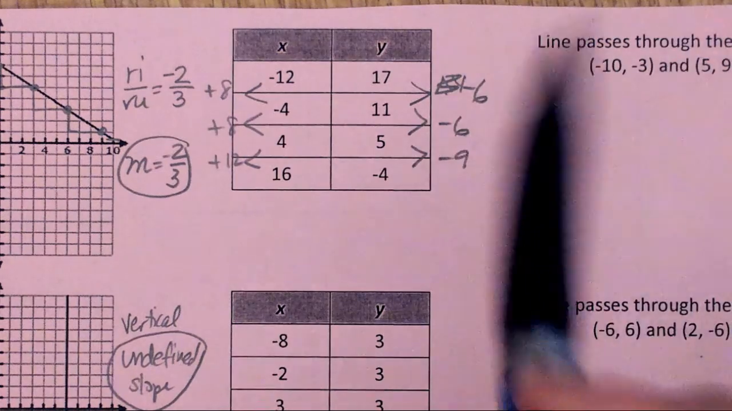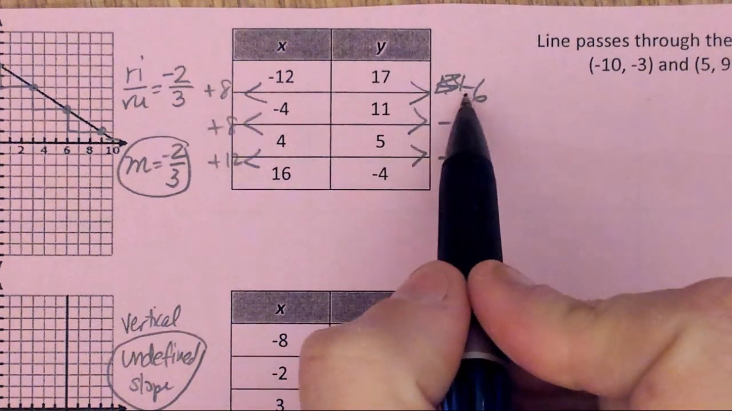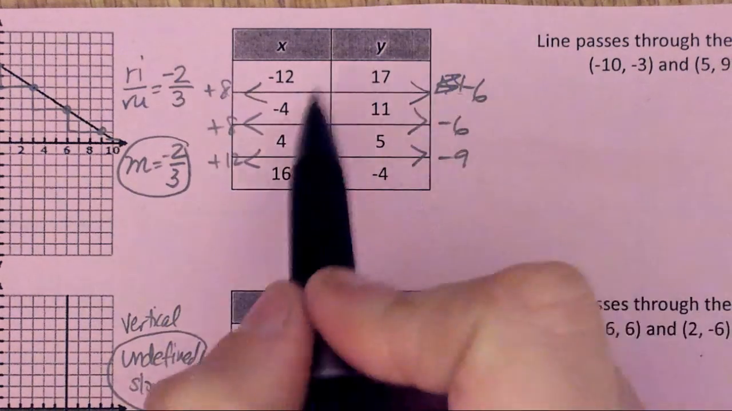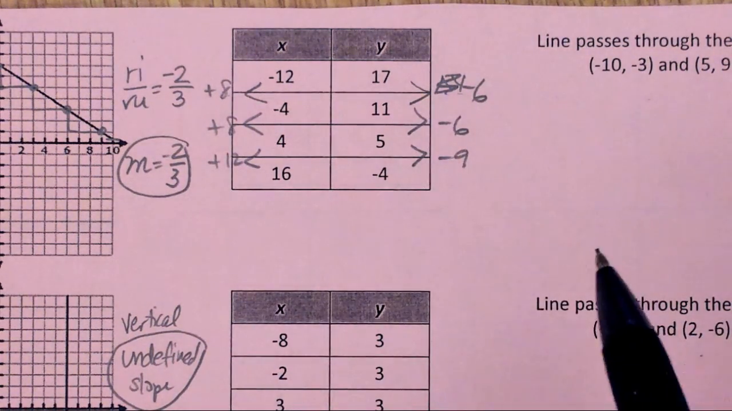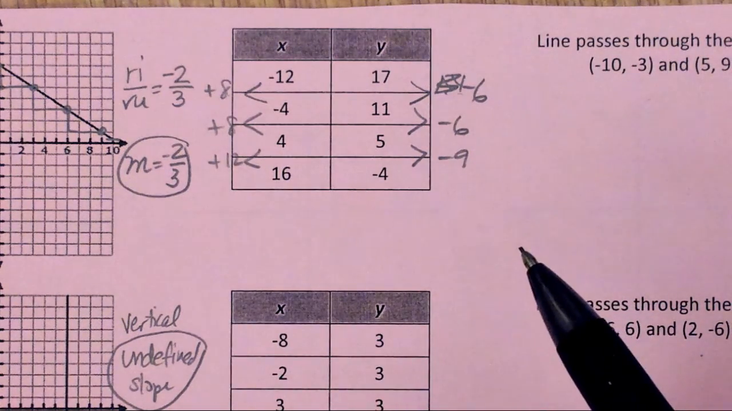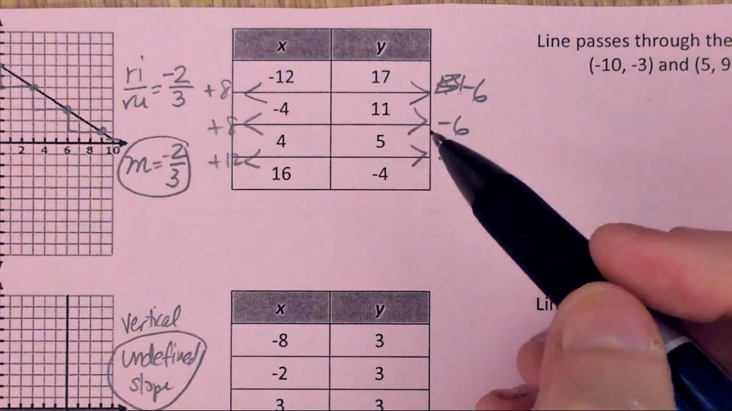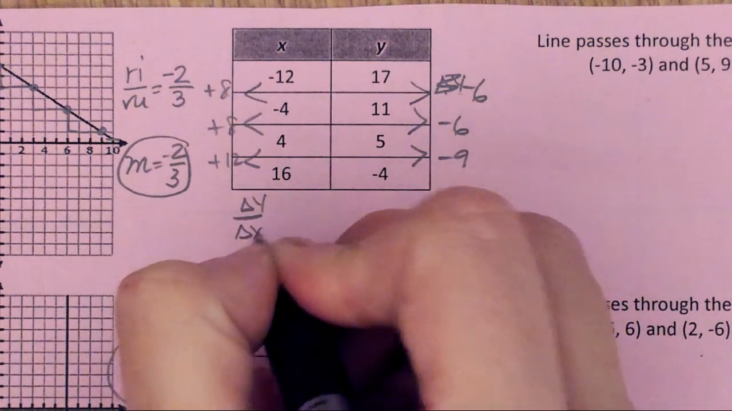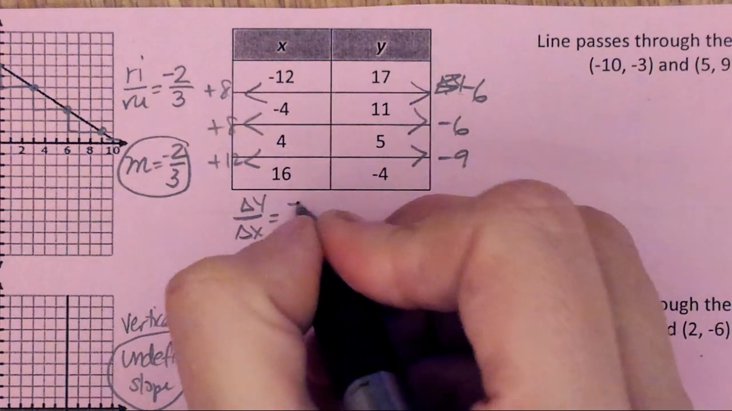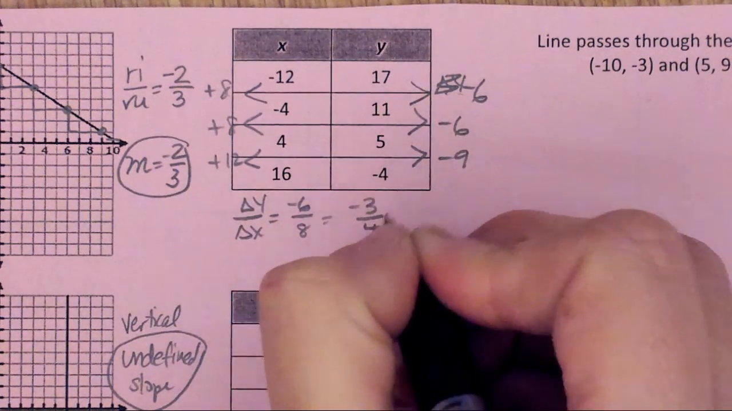Now, if I was saying, does this table represent a linear function, then you would have to do delta y over delta x for every row in the table to confirm that they were all the same. Because if they're not all the same, then you don't have a linear equation. But I'm telling you that these are all linear, so we're just going to test one row because we don't have all day. So we're going to take our delta y over delta x. This one is negative 6 over positive 8. That reduces to negative 3/4.